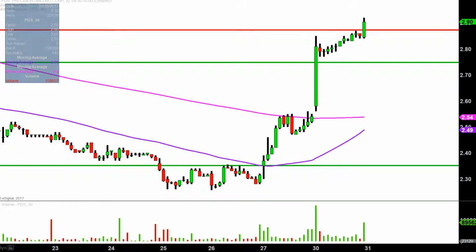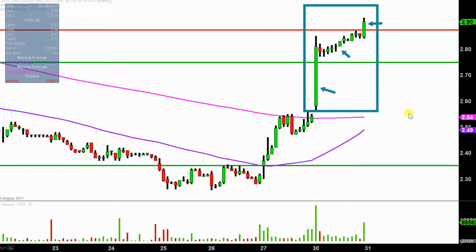Real quick, what do I mean by 30-minute in case maybe you're new to charts? Instead of each one of these candlesticks here representing one day's worth of price action, which is what you would normally see, each one represents 30 minutes. So while this here may look like several days worth of time, it's actually just today's price action broken down into 30-minute time slices. I like to do this time frame.